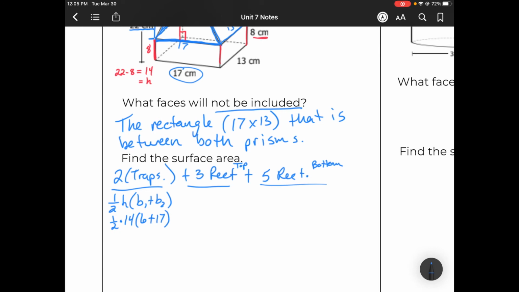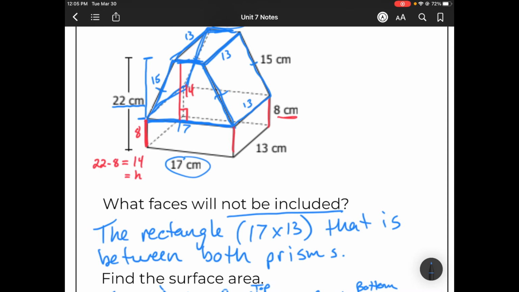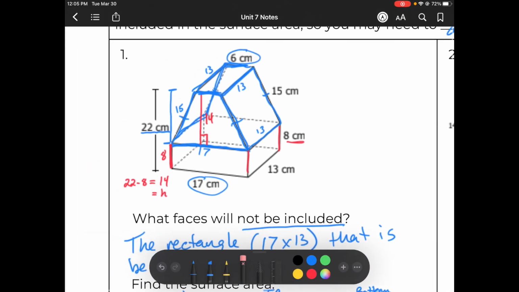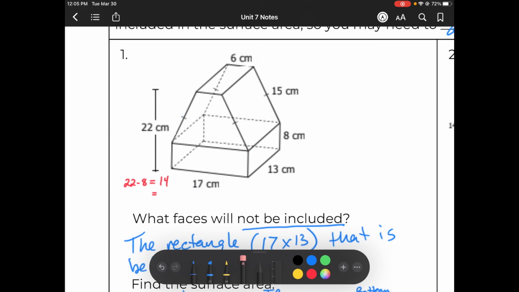Okay, as I start to simplify that, when I do 17 plus 6 times 14, and then divide by 2, I get the total area of one trapezoid is 161. So I need to do 2 times that area because there's 2 trapezoids in this figure. And then I can start to add in the other pieces. So let's look at the rectangles from that trapezoidal prism, the rectangles on top. And again, as I go, I'll kind of clean up my work to try and make this easier to see, because it's easy for me to quickly erase all that.